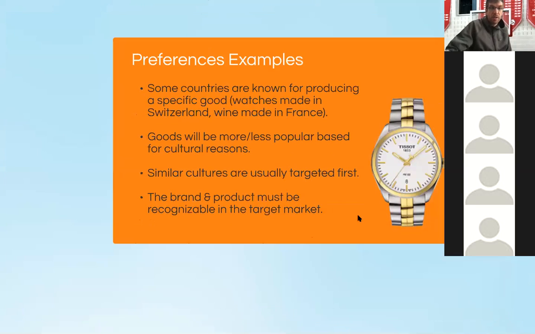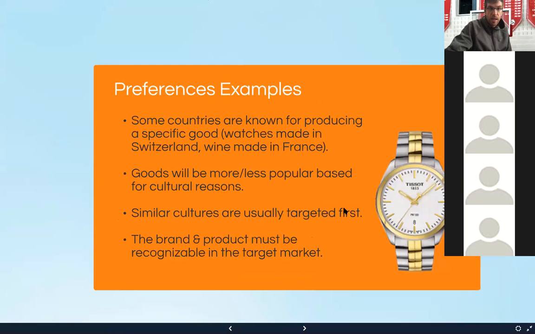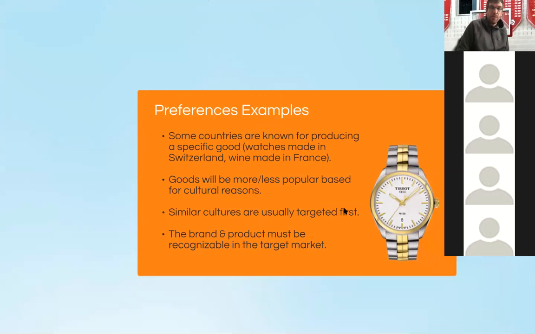So understand that you're going to target a similar culture first. You have to create a brand that's recognizable in that area. There's going to be some products, like watches that are made in Switzerland, or wine from certain regions of the world, that will have recognition no matter where they go. But usually, companies are going to target some cultures that are similar to the local culture. And if you take international business, the whole third unit is about finding markets that are similar to Canada and similar to places where the product has already succeeded.